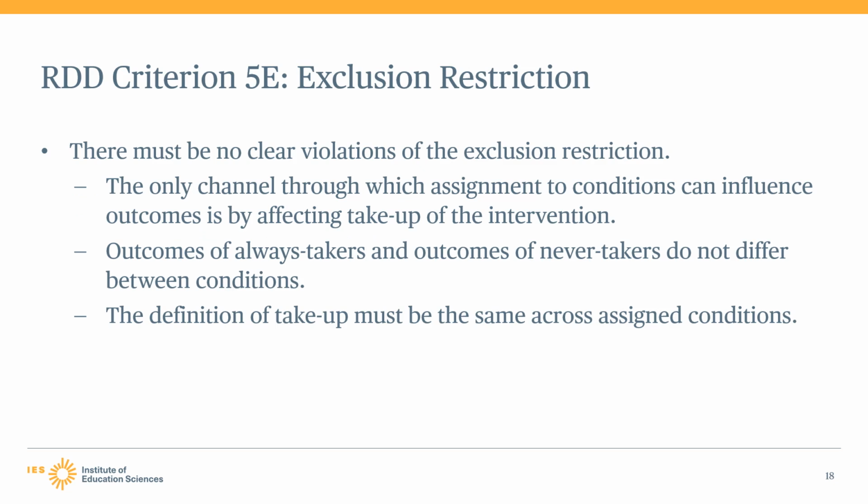RDD Criterion 5E of the fuzzy RDD standard states that there must be no clear violations of the exclusion restriction. The focus, no clear violations, is because it is not possible to verify the exclusion restriction empirically, but obvious violations of the exclusion restriction can be identified. As discussed earlier, the exclusion restriction means that the only channel through which assignment to conditions can influence outcomes is by affecting take-up of the intervention.